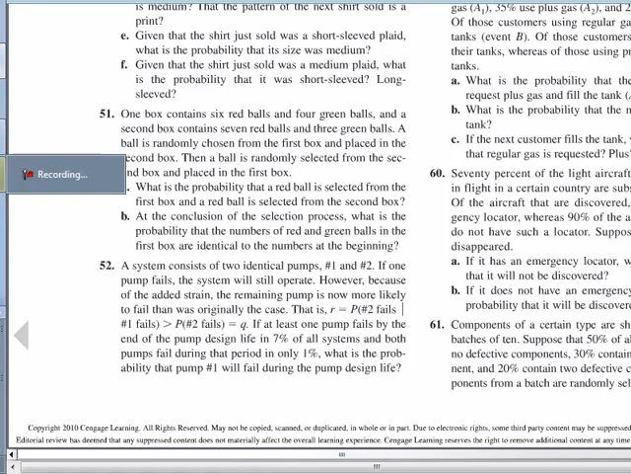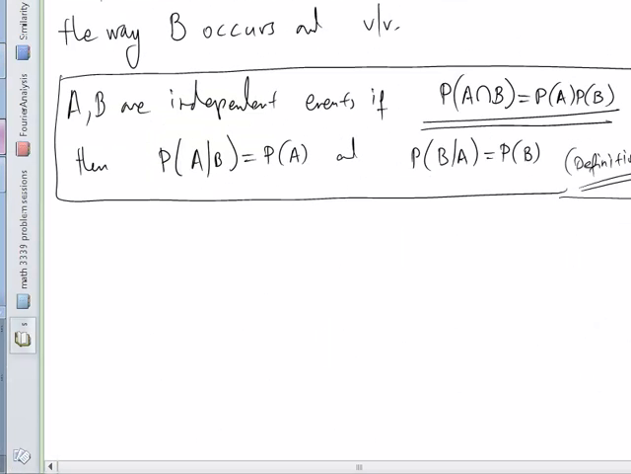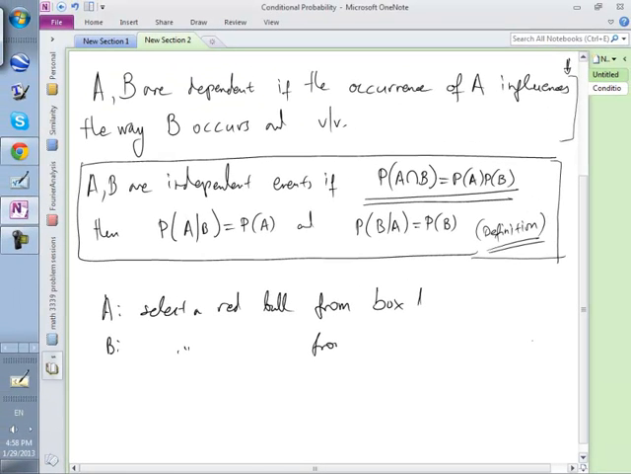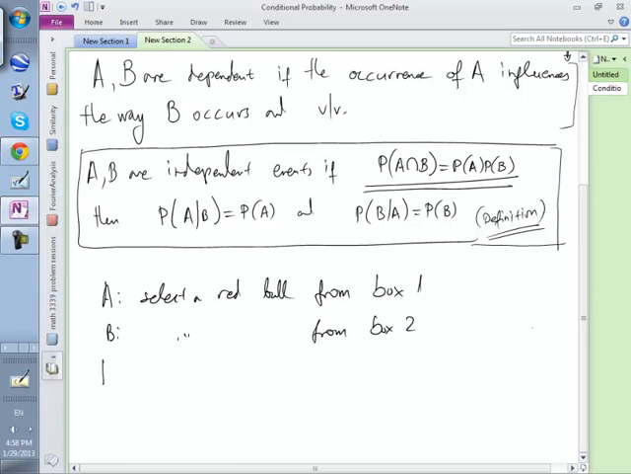So let's go back to this and call in this problem A, select a red ball from box 1, and B, select a red ball from box 2. So the first question is asking what's the probability of A intersection B?